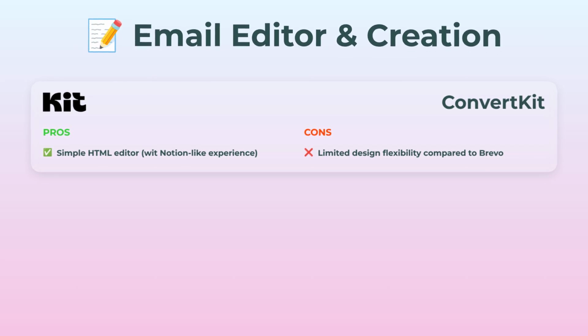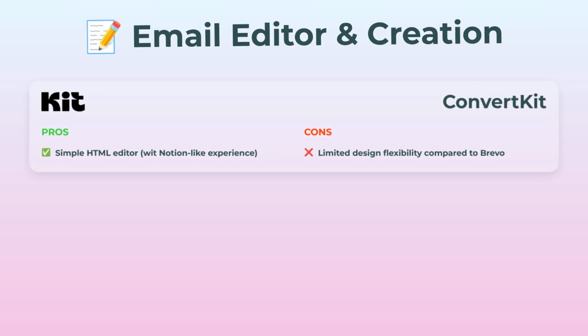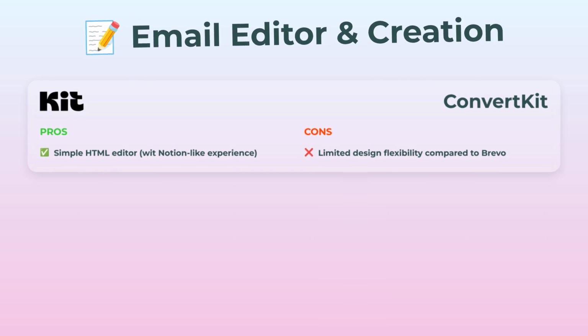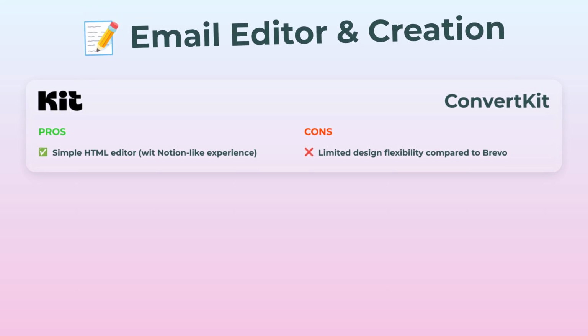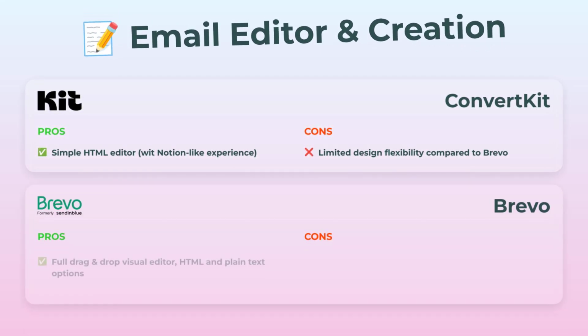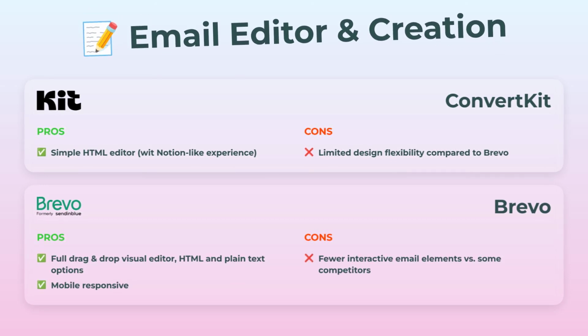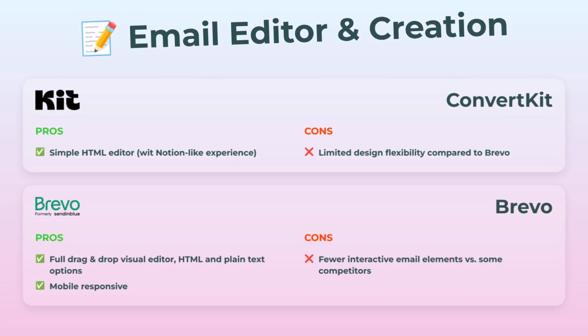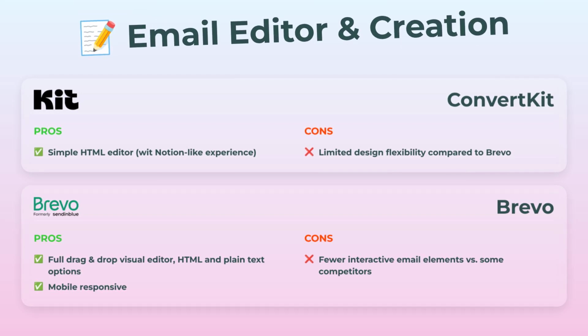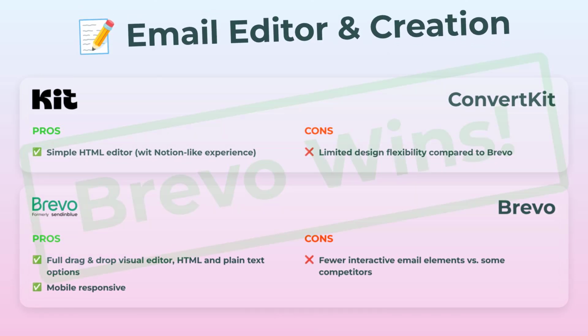Now, let's check out email creation. ConvertKit's got this super simple HTML editor. It's kind of like Notion, honestly, so if you love clean and minimal, you're set. But, and I hate to say it, it just doesn't deliver much flexibility if you want to go wild with design. Brevo, on the other hand, is flexin' with a full drag and drop editor. You can do mobile responsive designs, HTML, plain text, all that jazz. Just fewer interactive bells and whistles compared to some platforms, but you get a ton more freedom than ConvertKit. The winner here is pretty clear.